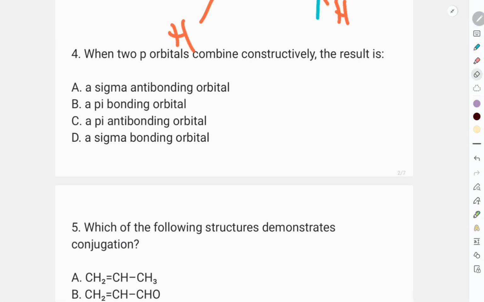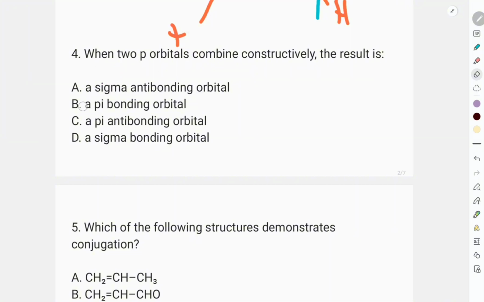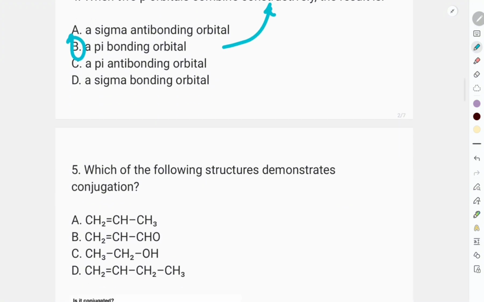Great. Okay, question 4 says, when two p orbitals combine constructively, the result is blank. A says a sigma anti-bonding orbital. It's important to note that sigma orbitals are formed when they overlap head-on, so it looks something like this. There are two orbitals and they overlap like this. A pi bond, on the other hand, forms when they are next to each other and they form like this. So in this case, two p orbitals are going to be pi. They're going to be pi bonding, not anti-bonding, because they just said that it was constructively combined.